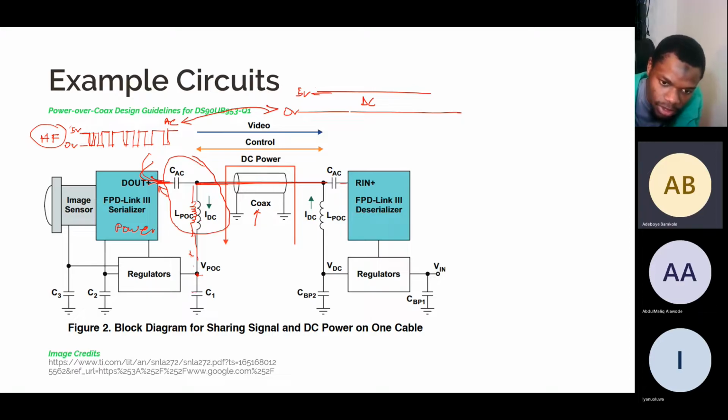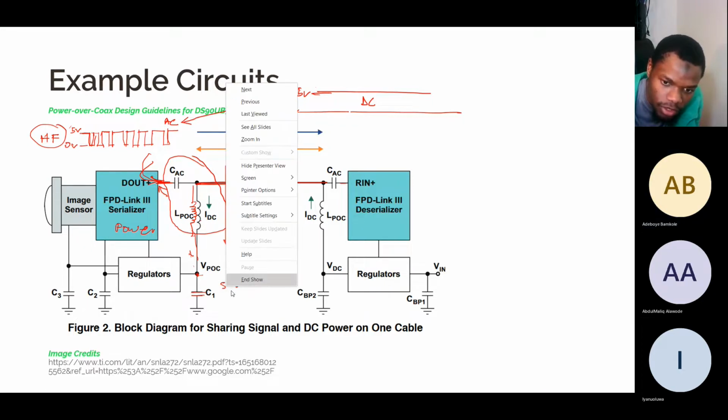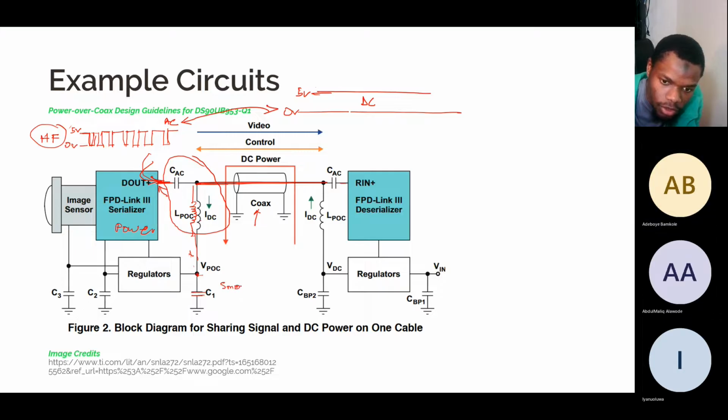But you also use this capacitor. You remember we talked about capacitors earlier, that we use a capacitor for smoothing out a voltage, right? Yes, sir. You use this capacitor to smoothen whatever signal you get from here. Because the signal that the inductor is giving you may not be super smooth, but this capacitor also helps you to keep things smooth, right?